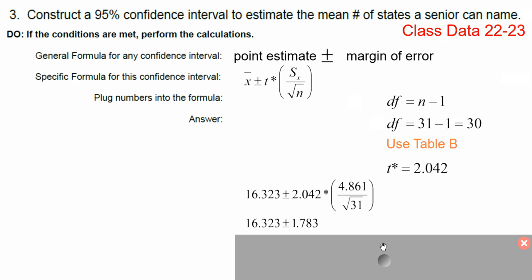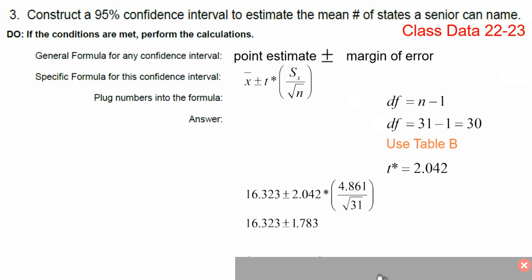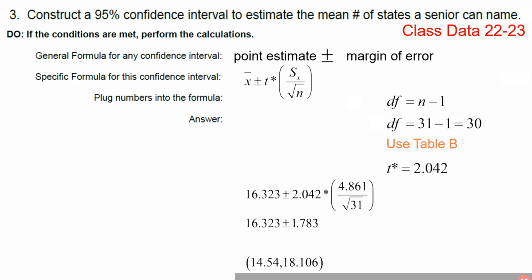And so if I take 16.323 minus that, that gives me my lower bound. 16.323 plus that gives me my upper bound. And so my interval would be 14.54 to 18.106.